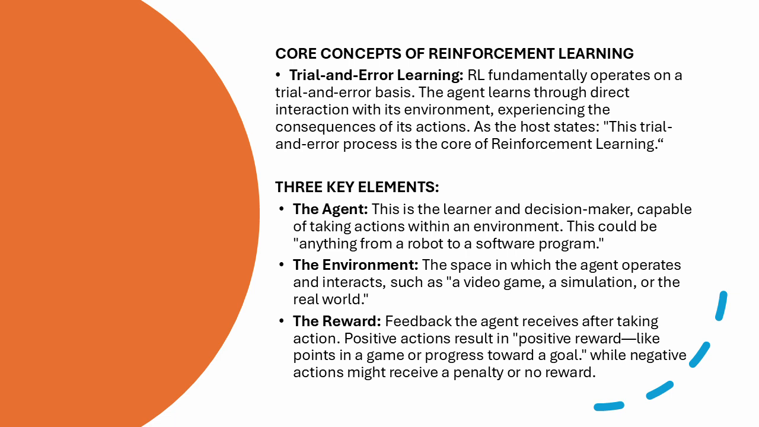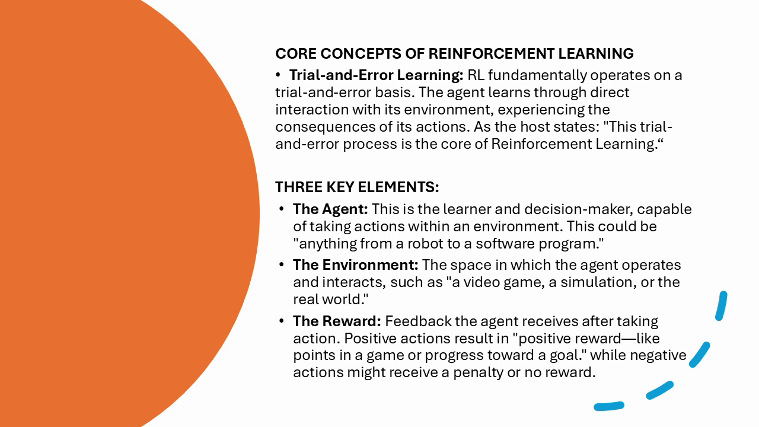Think of it like teaching a dog a new trick. We don't explain the physics of sitting. We just reward them with a treat when they get it right. Positive reinforcement. Exactly. That makes sense. But how does this actually work in the world of AI? What are the building blocks of this playground?